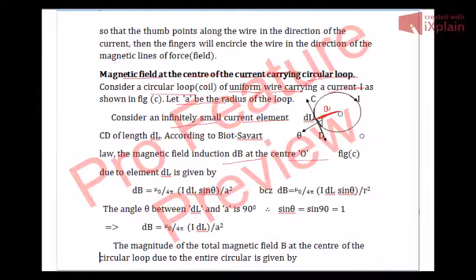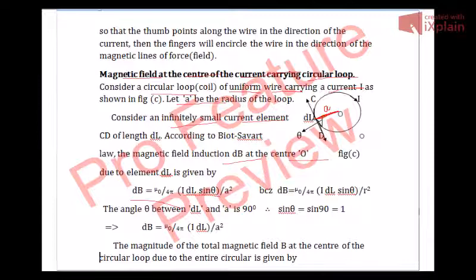is given by dB equal to mu naught upon 4 pi. This is the magnitude. I have not written it in vector form here. You can write it yourself as in the first case. If you want to write it, then dB will be equal to mu naught upon 4 pi I dl cross a. It will not be x here. It will be dl cross a by a cube in vector form.